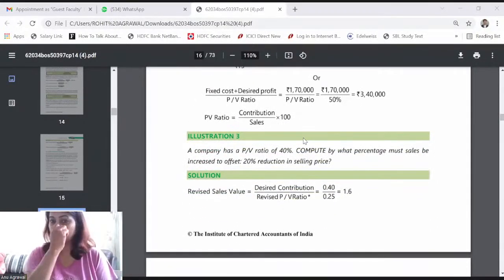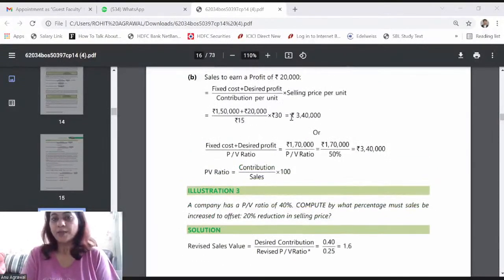So can we do illustration 3, right? Here they solved it in terms of money. So what did they do? 1,50,000 plus 20 divided by 15 into 30. Why did they do that? Because PVR ratio is 15 divided by 30 into 100, which is nothing but 50%. Right? You would have done that.